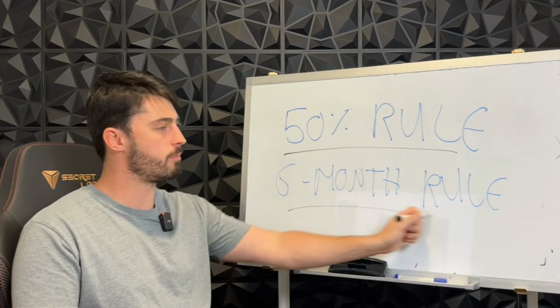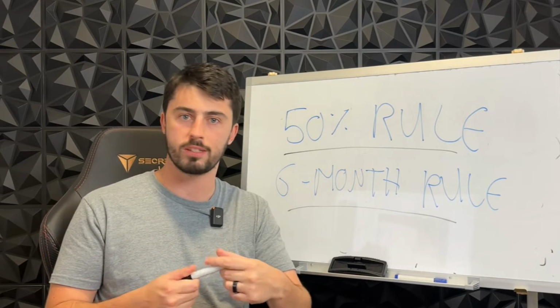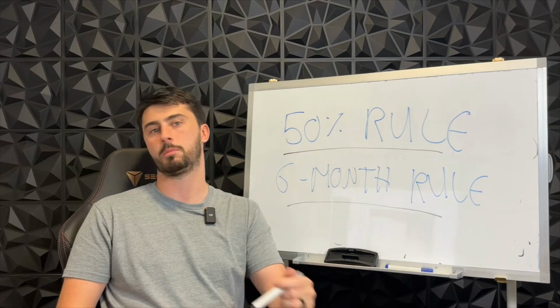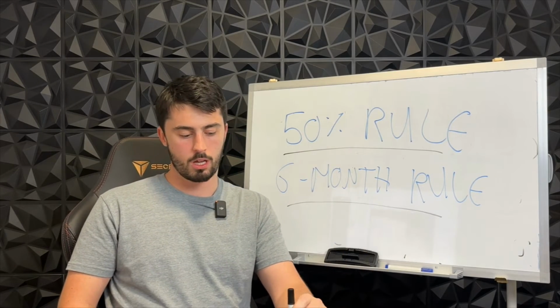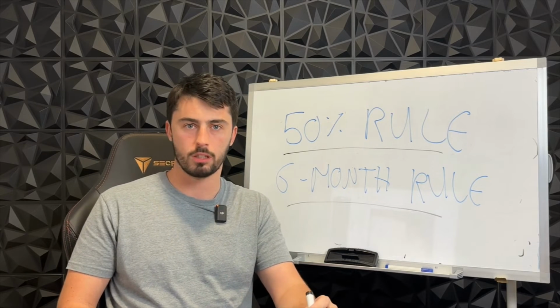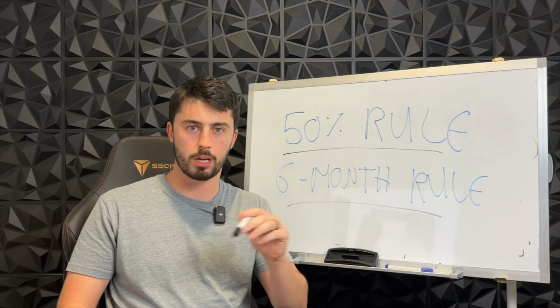So the first one is the 6-month rule. And what I mean by that is every 6 months you change your unit size according to how your bankroll has changed. So for example, if my bankroll has increased by 22% over a 6-month period, and the only way you'll know that is by tracking your bets. You have to track your bets, you have to track your bankroll.